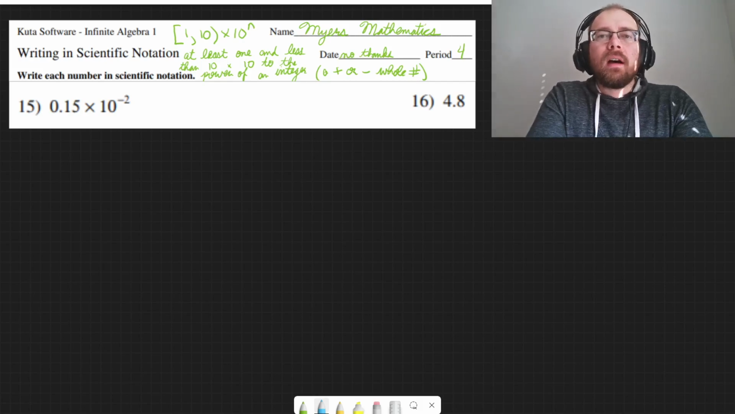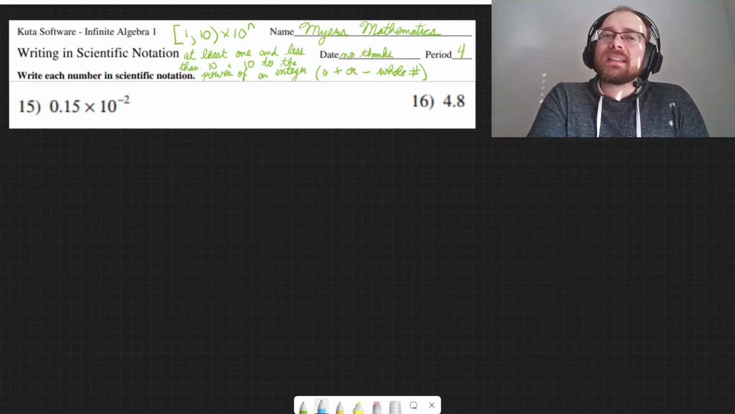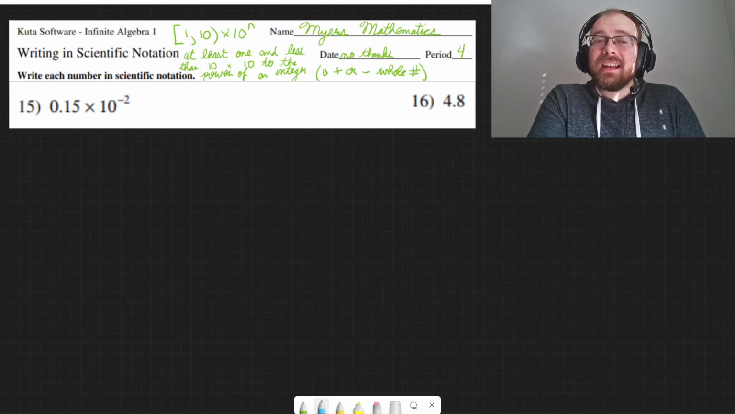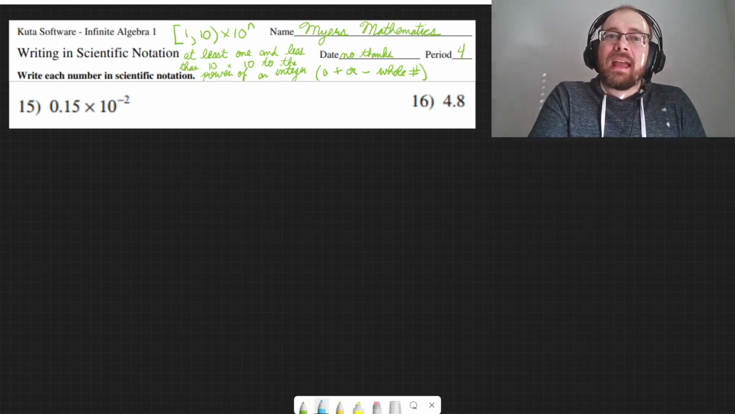So I've left the notes up there from probably questions 1 and 2. But when we're doing scientific notation, it has to be a number between 1 and 10. It can include 1, but it cannot include 10. So it can be 9.999, but it can't be 10. It can be exactly 1, like 1.000. That's fine. And then you have to times it by 10 to a power. And that power has to be an integer, so a positive or negative whole number.